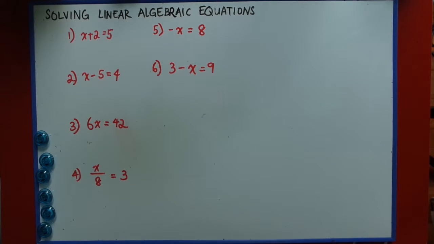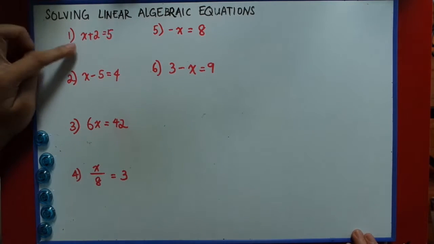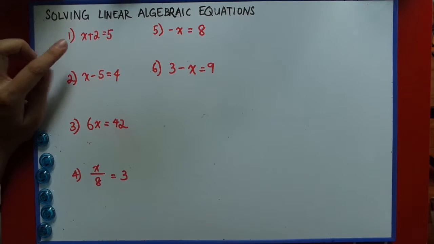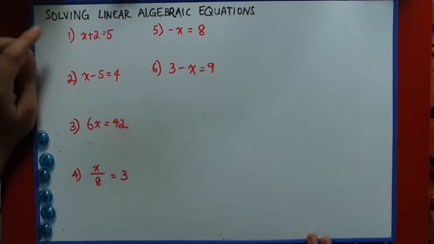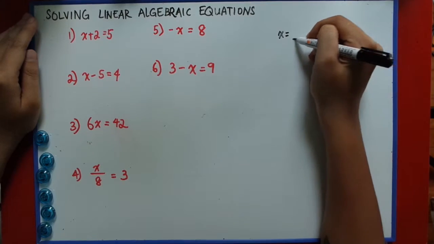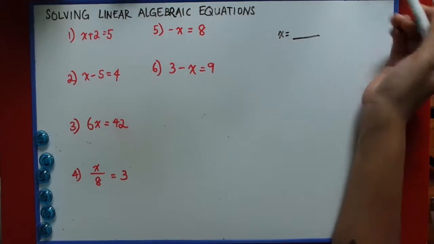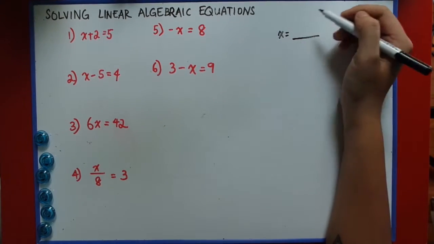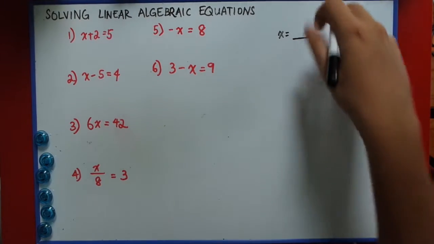Alright, let's look at the questions here that I've written. The first one, x plus 2 equals 5. The key thing is that you want to isolate x. That means the answer has to be of this form: x equals something, a value. Any kind of value can be 2, 3, 4, 5, 6, 100, 1000.